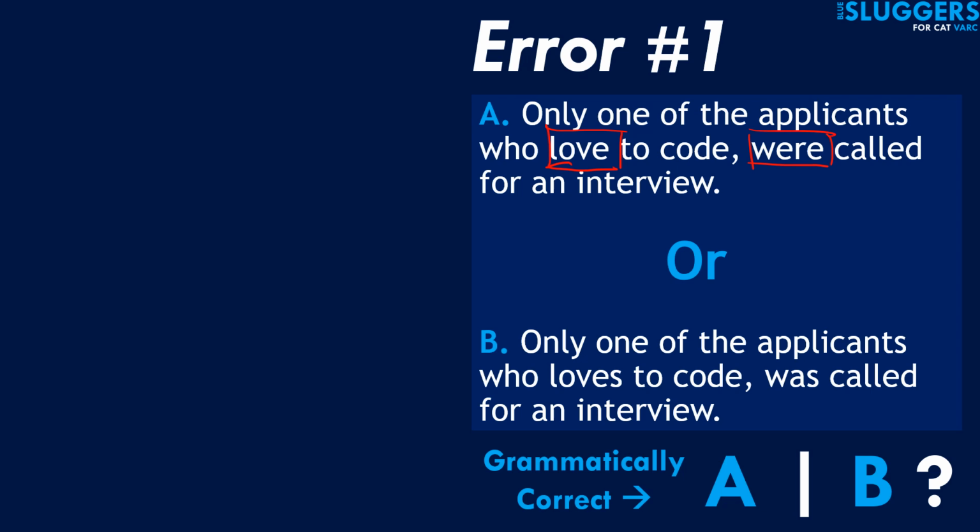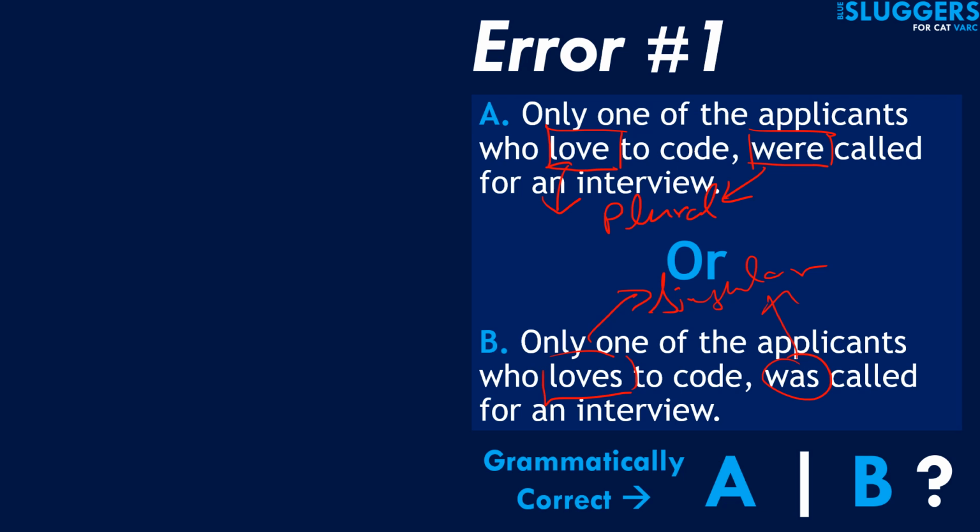In the first sentence, we have used the plural form of the verbs. Love is the plural form of the verb, and were is also the plural form. In the second case, we have used the singular form of the verb love, and even in this case, was is the singular form. I'm sure you know that in the case of verbs, it's the other way around.